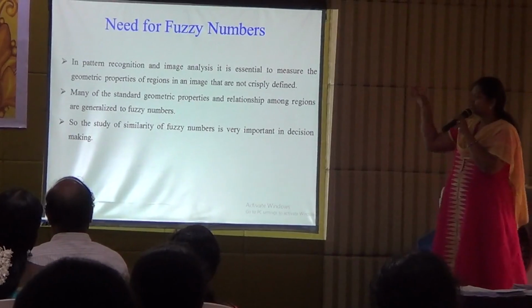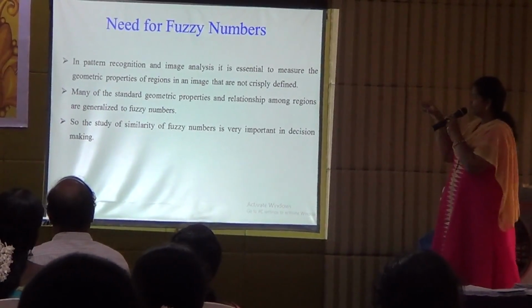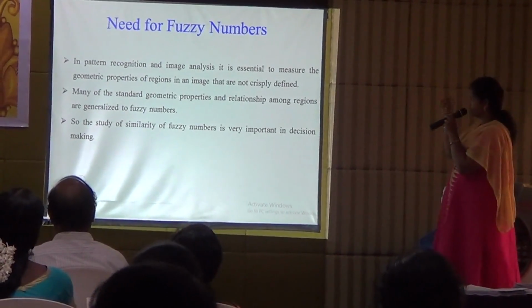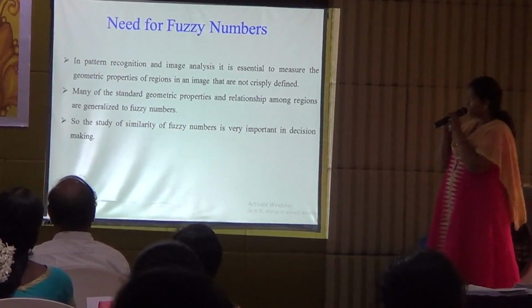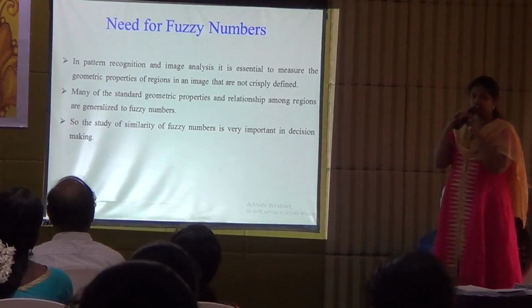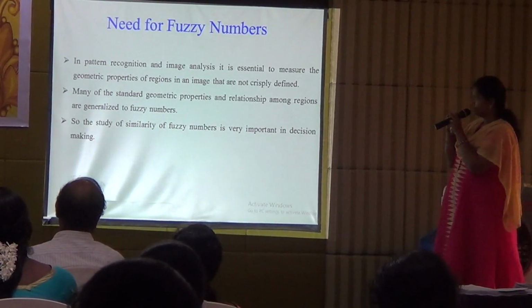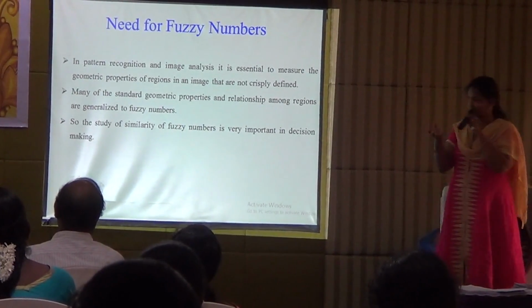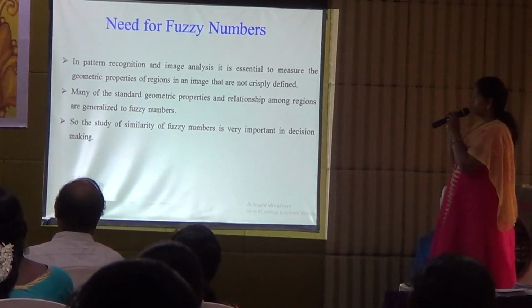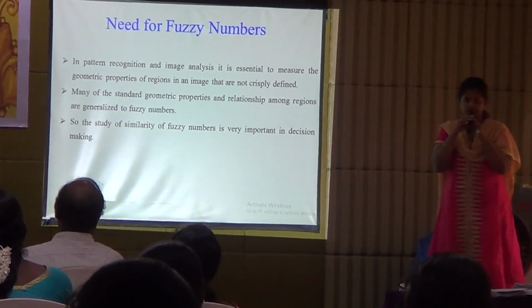So I'll just give what is the need of fuzzy number here. So in pattern recognition and image analysis, it is essential to measure the geometric property of region in an image, but that are not crisply defined. Many of the standard geometric property and relationship among regions are generalized to fuzzy numbers. So the study of similarity of fuzzy number is very important in decision making.